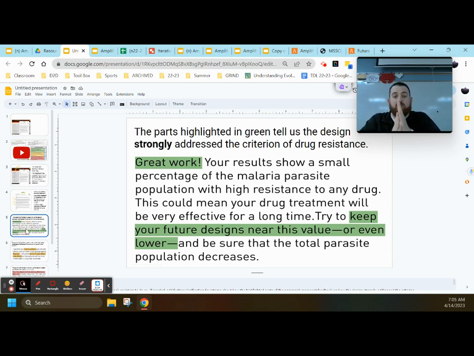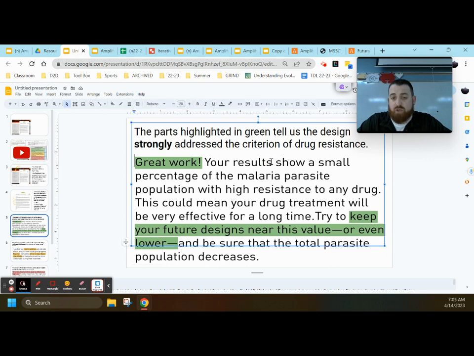In this example, there are going to be different parts of your design that strongly address the criteria, and that's what we're going to see in the green highlighted sections. The parts here point out that this example treatment did a great job. The results show a small percentage of malaria parasites with high resistance to the drug. This could mean your drug treatment will be very effective for a long time, as we discussed. Try to keep your future designs near this value or even lower to be sure your total parasite population decreases.